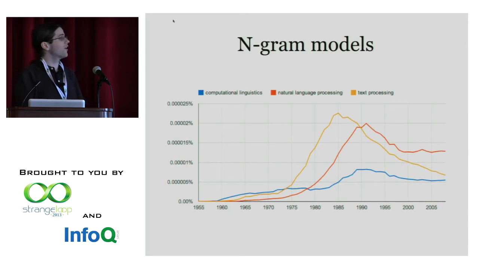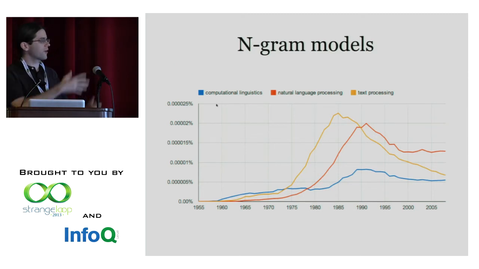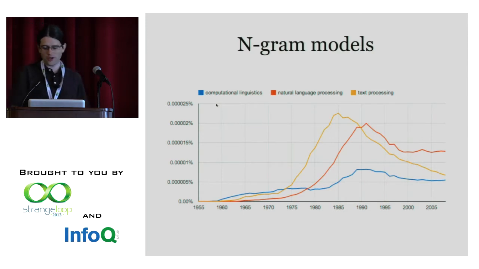When you have sequences of words, these are called n-grams, and we can look up statistics about those. This is a plot from Google Ngrams, which lets you look up sequences of words as they appear in Google Books, and it can plot them over time. So I plotted the terms computational linguistics, natural language processing, and text processing, and compared how often those things occur over time.